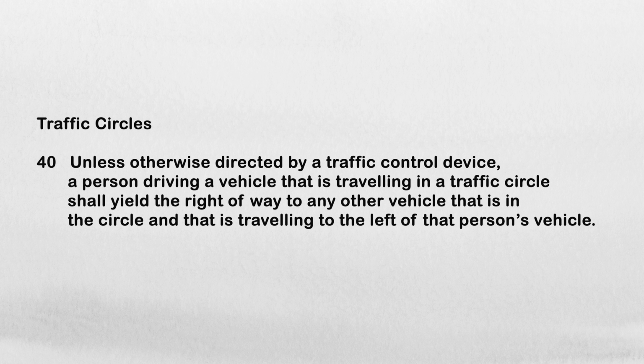In this case, the rules are found under Section 40, which states that vehicles approaching a traffic circle must yield to vehicles already in the traffic circle, and also must yield to vehicles on their left. Or if you're thinking of the inside lane and outside lane, vehicles must yield to the vehicle in the inside lane. So what do we do?